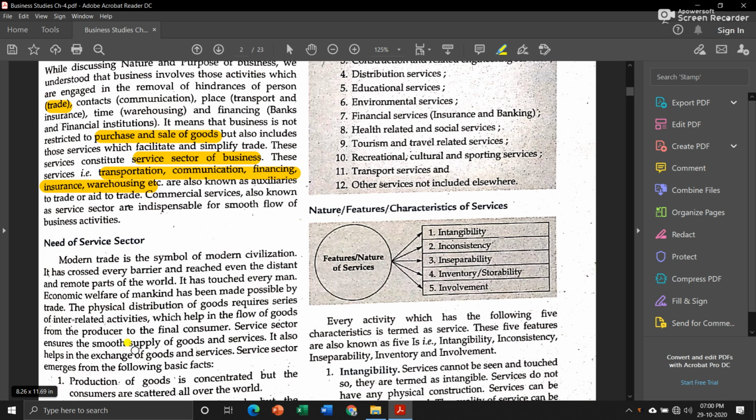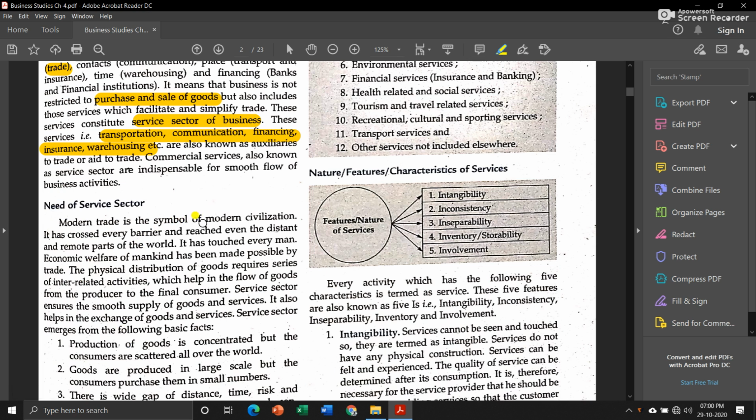Now why do we need the service sector? Modern trade is the symbol of modern civilization. It has crossed every barrier and reached even the distant and remote parts of the world. It has touched every man. Economic welfare of mankind has been made possible by trade. The physical distribution of goods requires a series of interrelated activities which help in the flow of goods from the producer to the final consumer. Not only production or purchasing or selling of goods is enough.